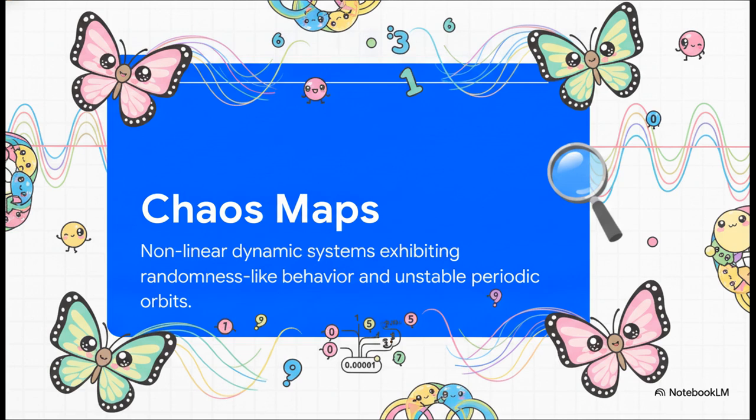In math, chaos maps are nonlinear dynamic systems. They exhibit randomness-like behavior and unstable periodic orbits. The easiest way to grasp this is the butterfly effect.